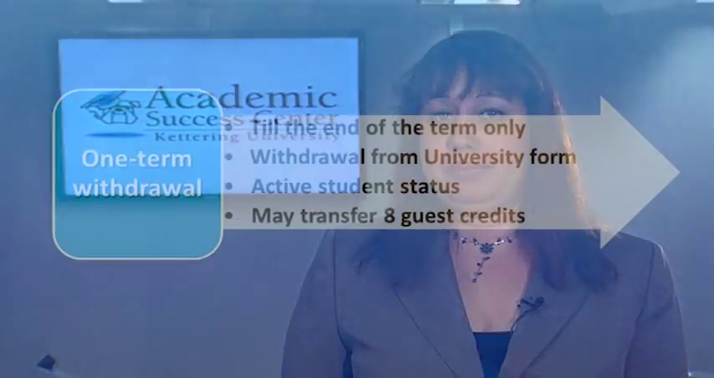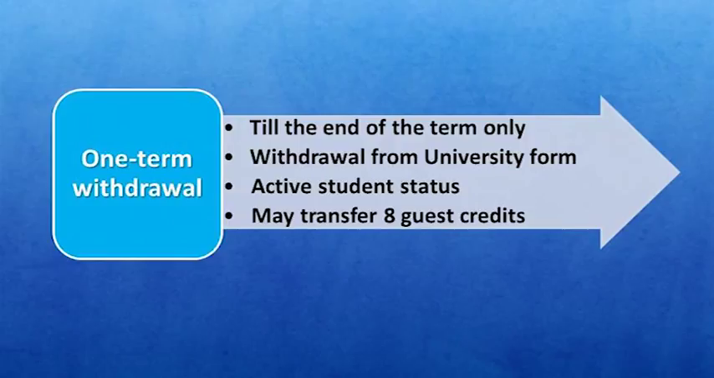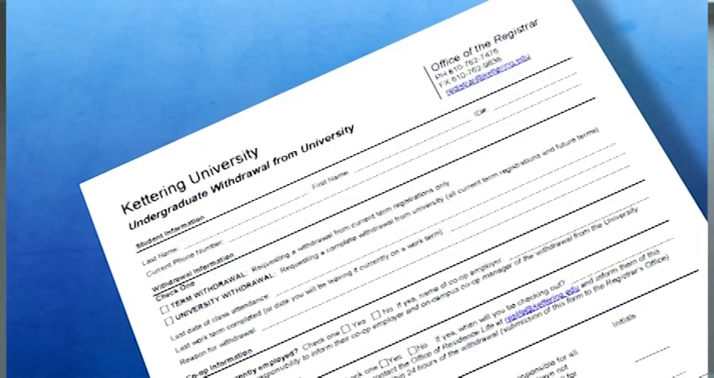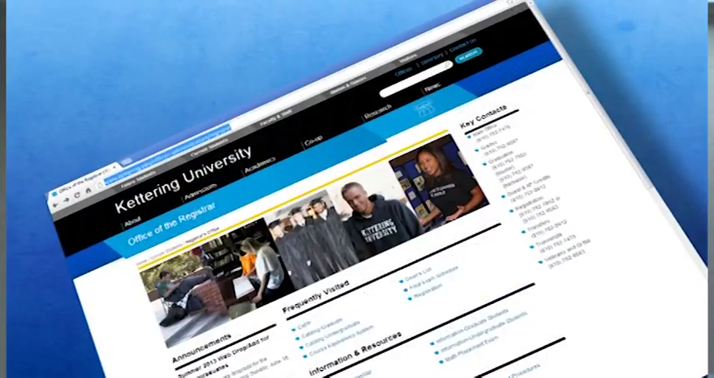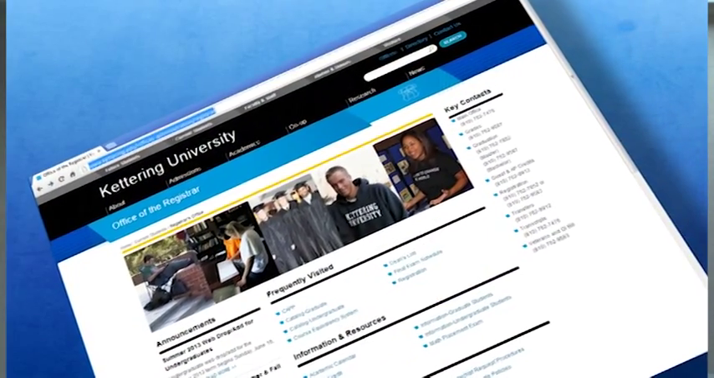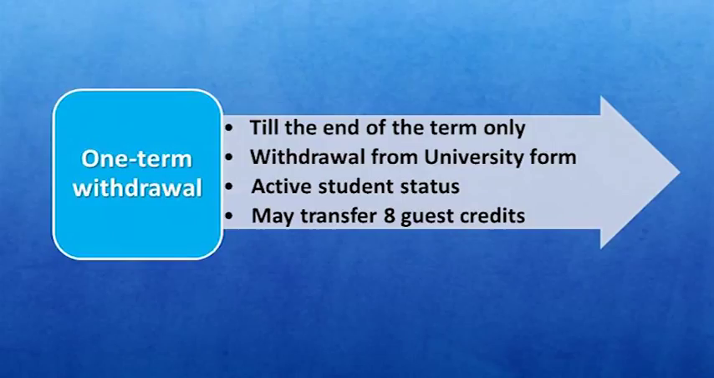Sometimes unexpected things happen in our lives, and we need to take a little bit of time to step back and regroup. The one-term withdrawal can be taken only for the remainder of the term after you have already started the term. To request it, you need to complete a withdrawal from university form. The form is available in the registrar's office and online. During your withdrawal, you will continue to be an active student and will be expected to come back for the next term. During your absence, you can potentially take classes at another institution as a catering student and transfer back up to 8 of those guest credits.